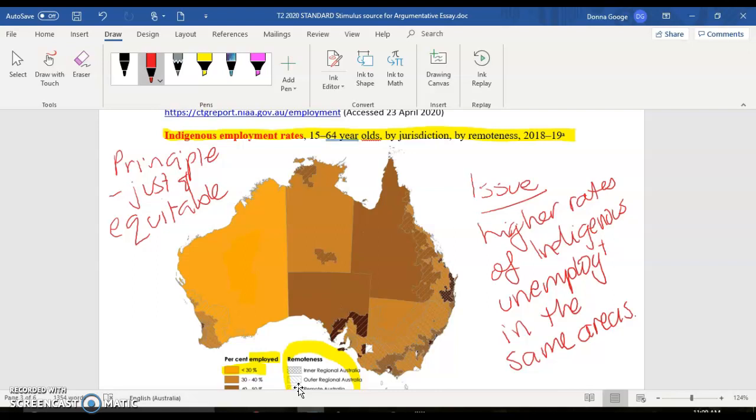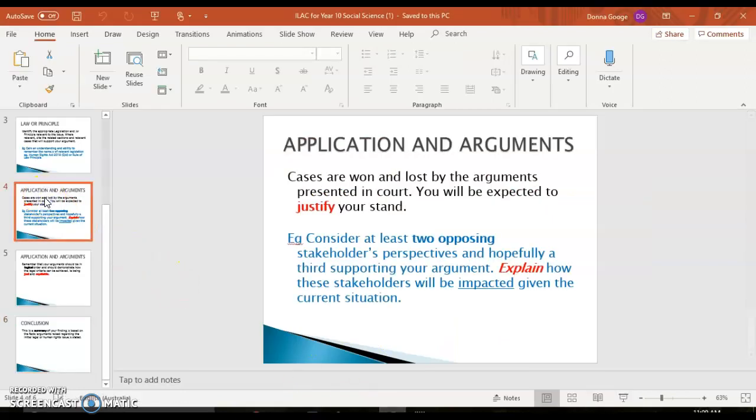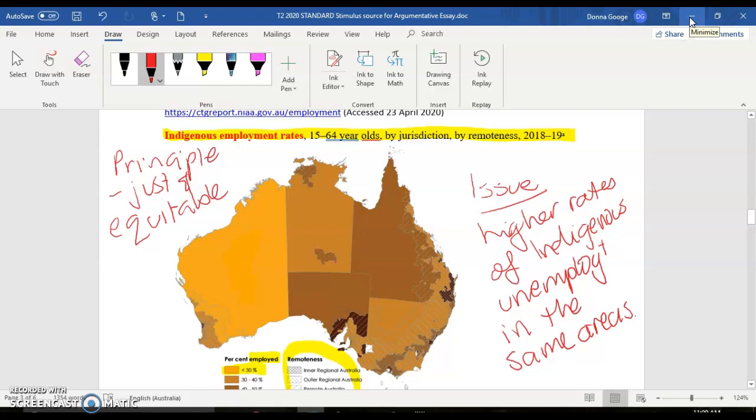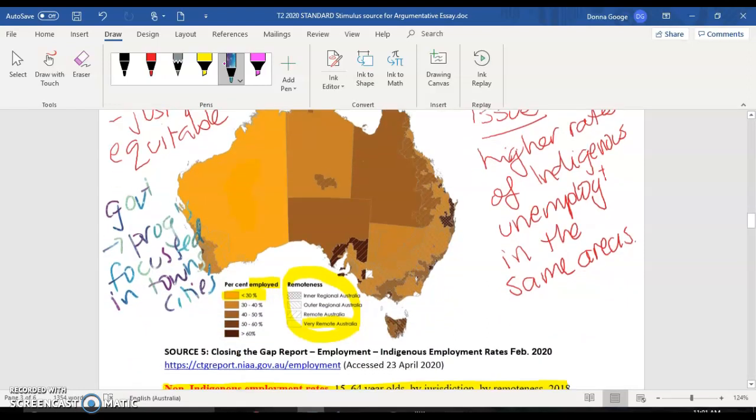Now I'm looking at my application and arguments. To take you back to that, I'm looking at stakeholders' perspectives. Who's involved and what might be their perspective? So one stakeholder I might have is the government. So the government might have the idea that perhaps they are having programs focused in towns and cities because it's easier to deliver those programs in areas of higher population. Please excuse the mess on the screen.